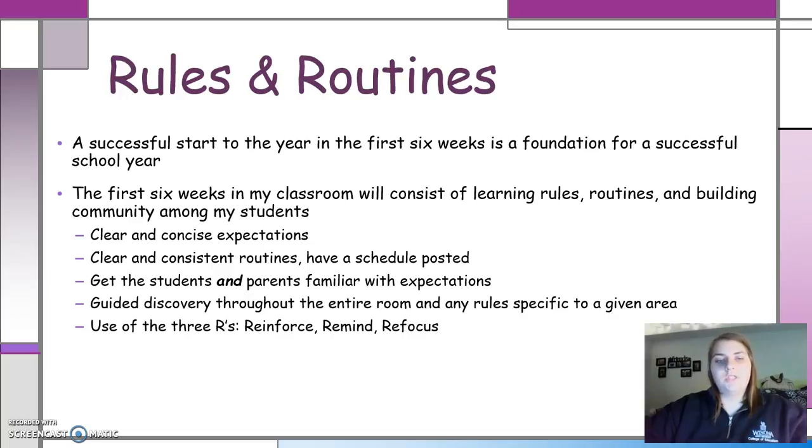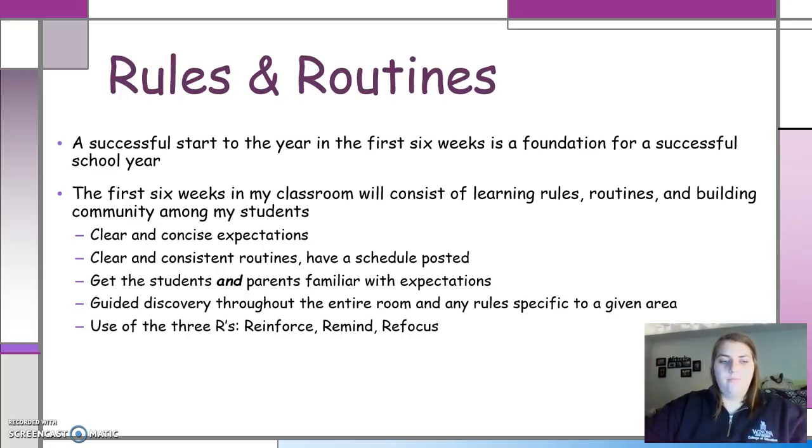And then also the first 6 weeks, as far as rules go, getting the students throughout the entire room, section by section, to show them what each station is for, what each area is meant for, and then any rules specific to a given area for specific materials that they might need to know.